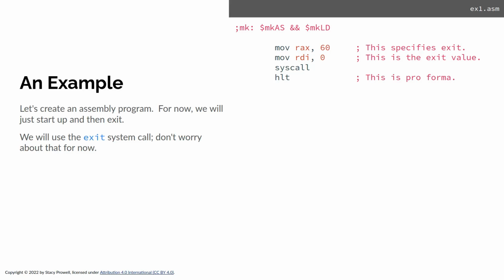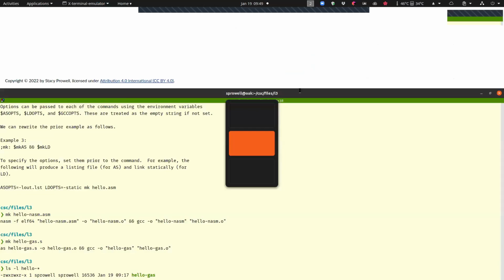All this does right here is start up and exit. It uses the exit system call. We'll talk about system calls at a later time. Don't worry too much about that right now. So here it is. This starts up and it returns 0. That's it. ex1.asm.